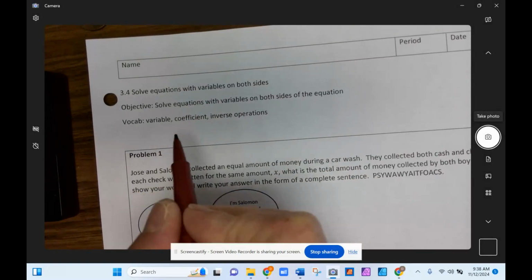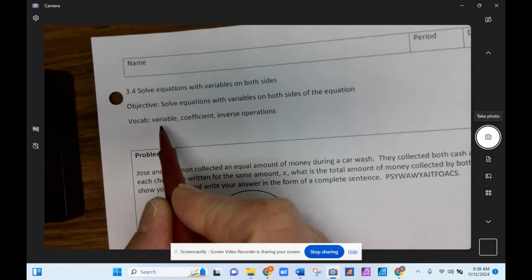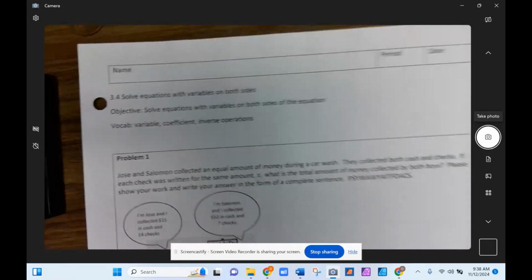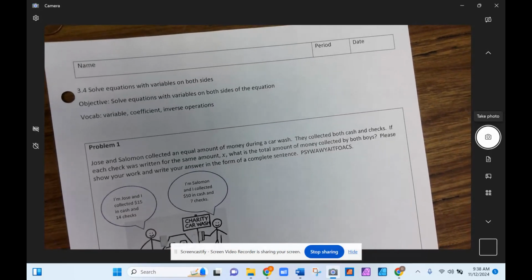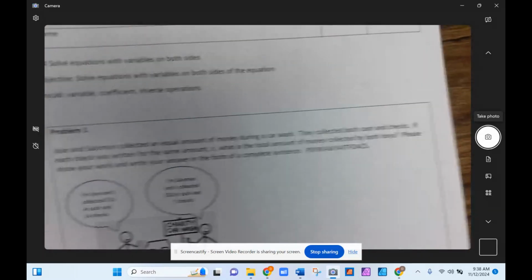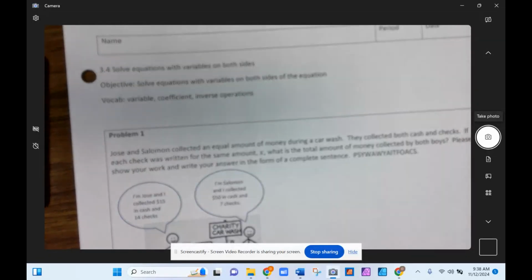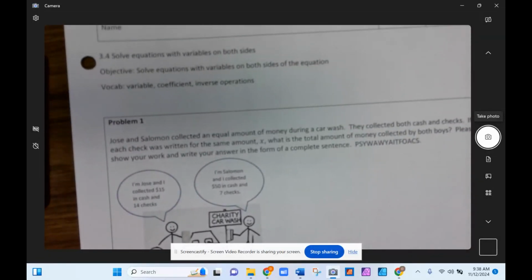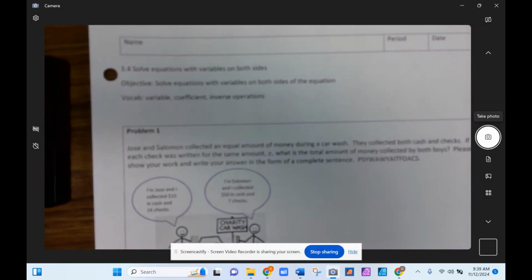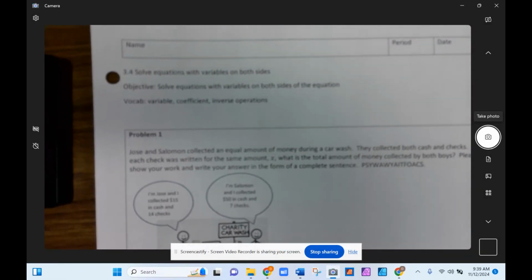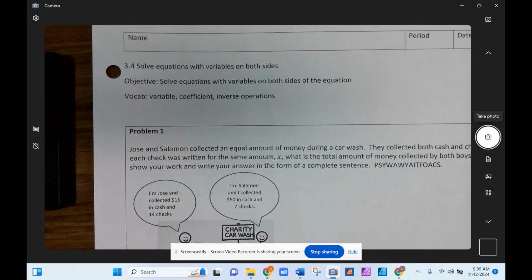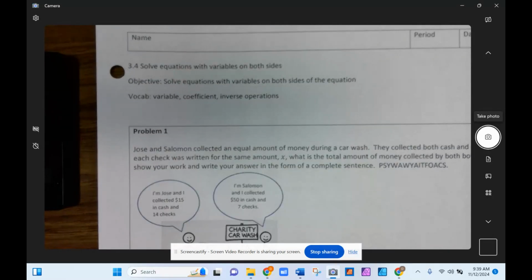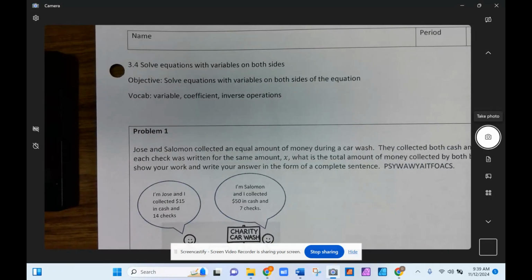Some vocab: variable, coefficient, inverse operations. Variable is just a letter that replaces a number. And so basically you isolate the variable, you find the variable in an equation. Coefficient is just the number in front of a variable. And then inverse operation is how you basically solve these operations, right? We talk about the opposites of these operations, like addition and subtraction are opposites, and multiplication and division are opposites as well.